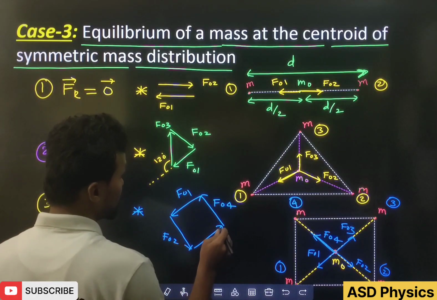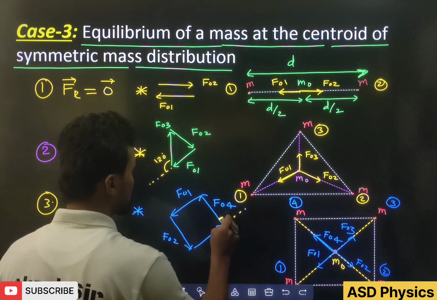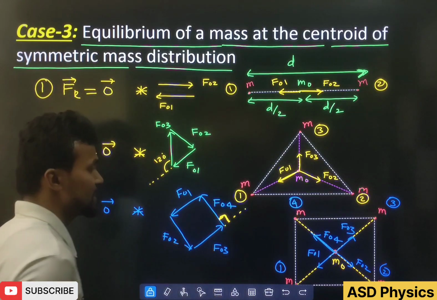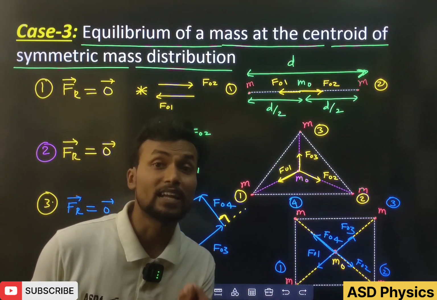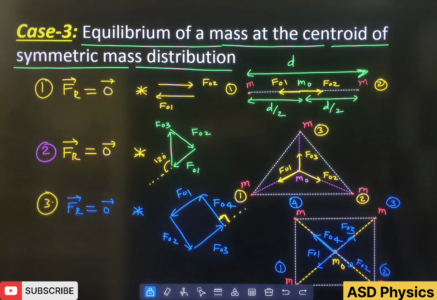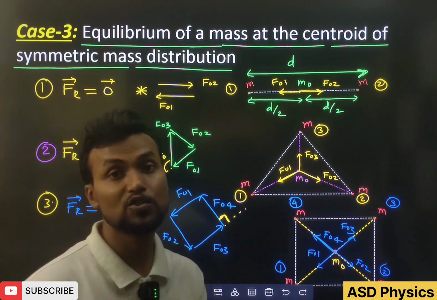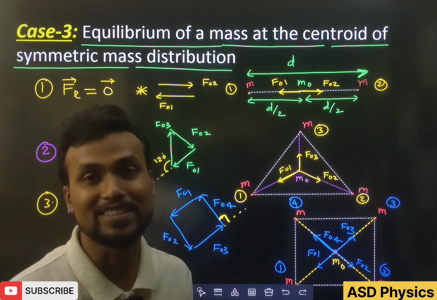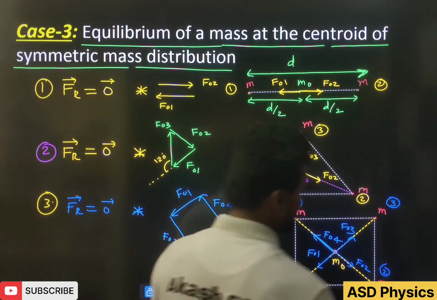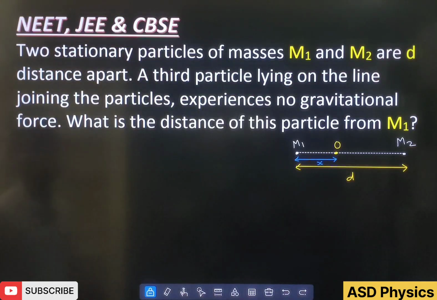And the angle between them, how much? Just draw the dotted line, because tail and head are coinciding. How much angle? 90 degrees. And here it is like a square. So what we understood: if we are keeping any mass at the centroid of a symmetric charge distribution, it will experience 0 force. That means it is in equilibrium. Okay, great.